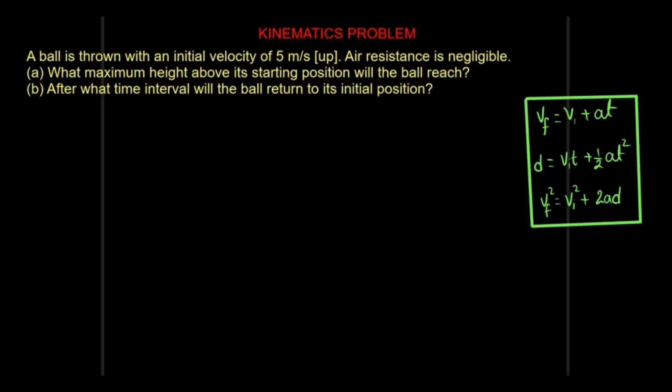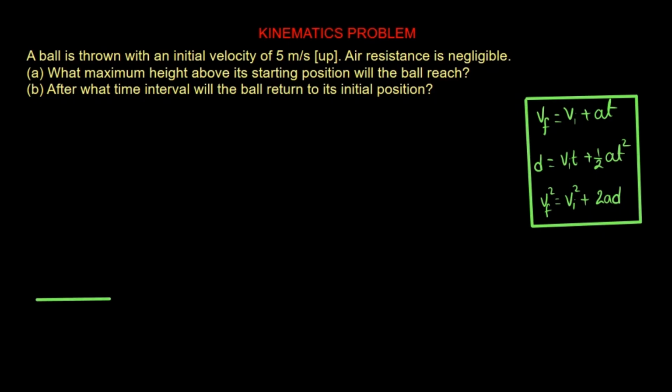We have a ball that's being thrown up at 5 meters per second. We are trying to find the maximum height that it reaches and the time after which it comes back to its initial position. Let's draw a sketch. We have a ball that starts at point A. It goes up and eventually reaches this point B.